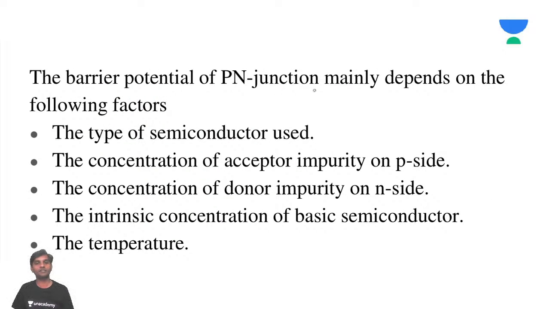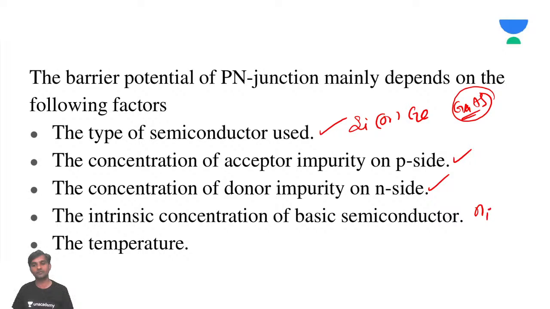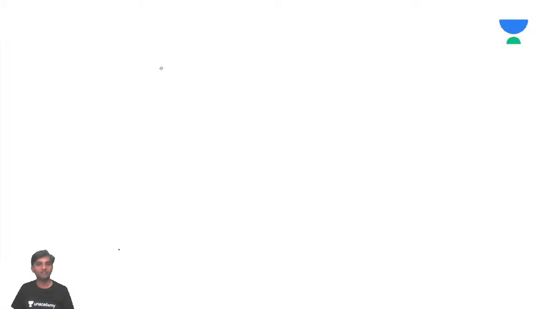Now, the barrier potential of the PN junction mainly depends on the following factors: the type of semiconductor used, whether it is silicon, germanium, or any other, like gallium arsenide, which is also a semiconductor that we will discuss later; the concentration of acceptor impurity on the P side; the concentration of donor impurity on the N side; the intrinsic concentration, that is Ni; and the temperature. We'll discuss this in detail. Now, let's consider again.